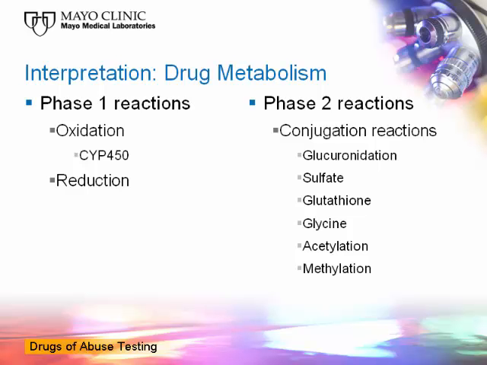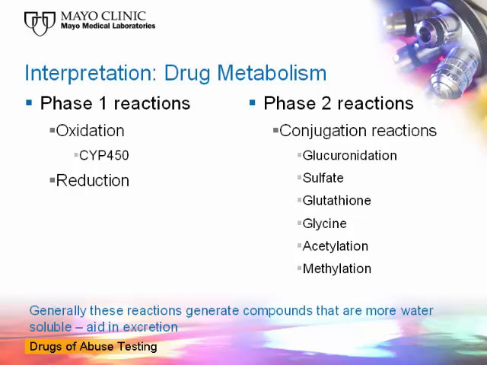Now, it's important to be able to interpret drug screens. You need to know a little bit about drug metabolism. Basically, it's divided into two phases, phase 1 and phase 2. Phase 1 is comprised of oxidation and reduction of the drugs, usually mediated by an enzyme of the cytochrome P450 class, but again, there are others. The phase 2 reactions are conjugation reactions and can conjugate the drugs with the list of compounds indicated here. Generally, the purpose of metabolism is to generate compounds that are more soluble, and that helps aid in excretion.